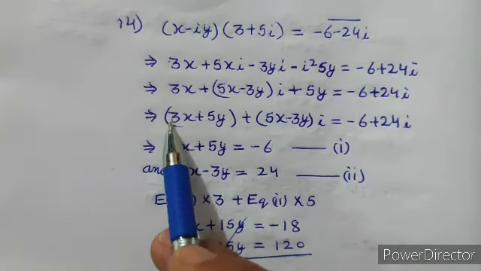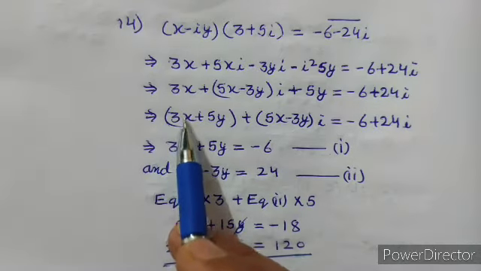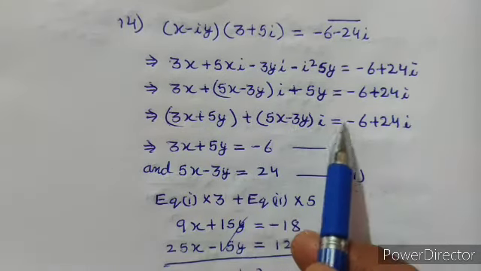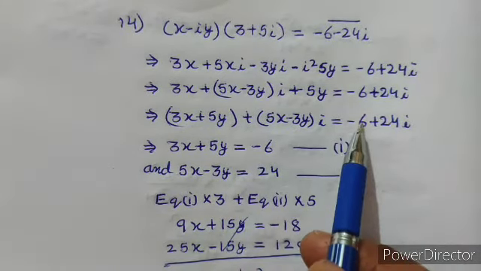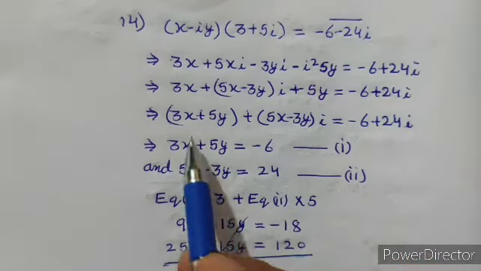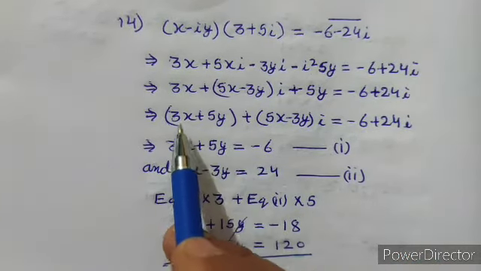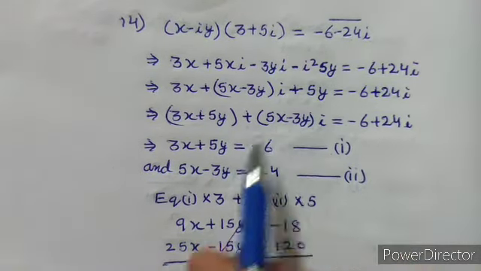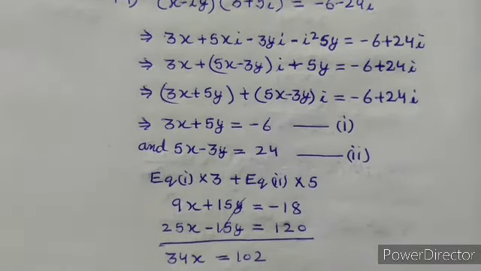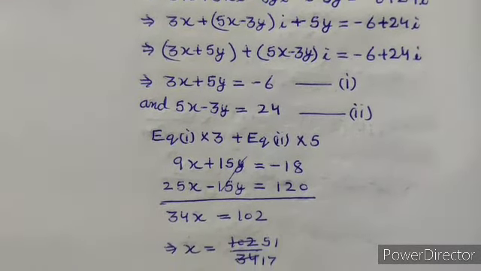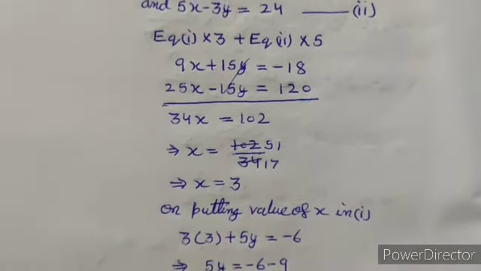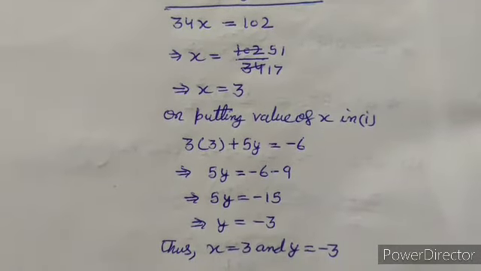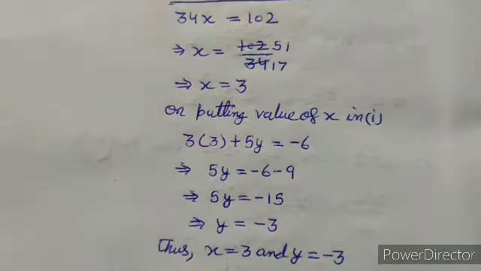Now on separating the real and imaginary parts, the left hand side will be (3x plus 5y) plus (5x minus 3y) into i, and that is equal to minus 6 plus 24i. On equating the real part and imaginary part, 3x plus 5y will be equal to minus 6 and 5x minus 3y will be equal to 24, which can be solved by the elimination method, and that is giving the value of x as 3 and y as minus 3. Thus we can say that x is equal to 3 and y is equal to minus 3.